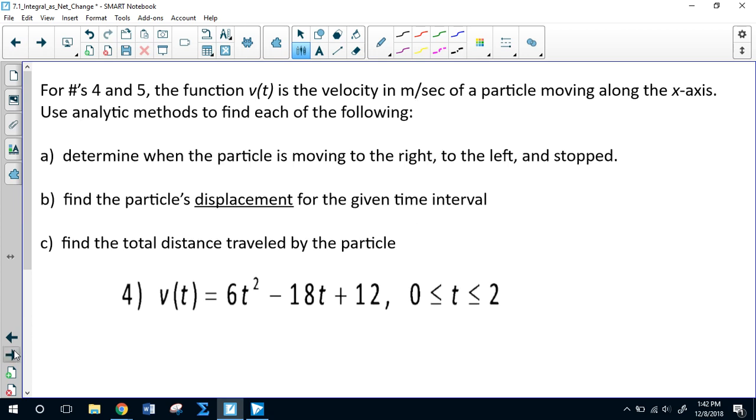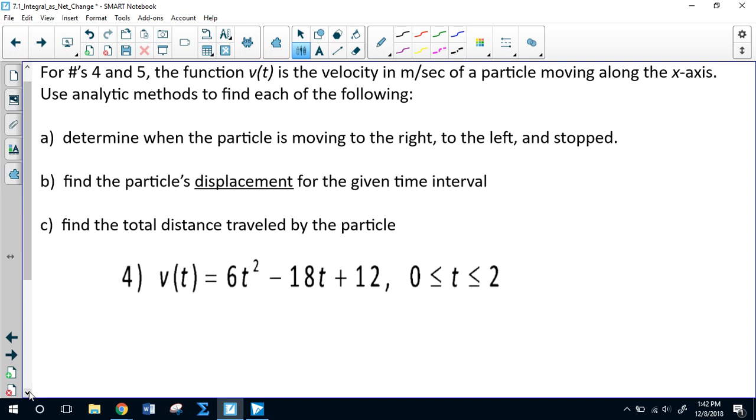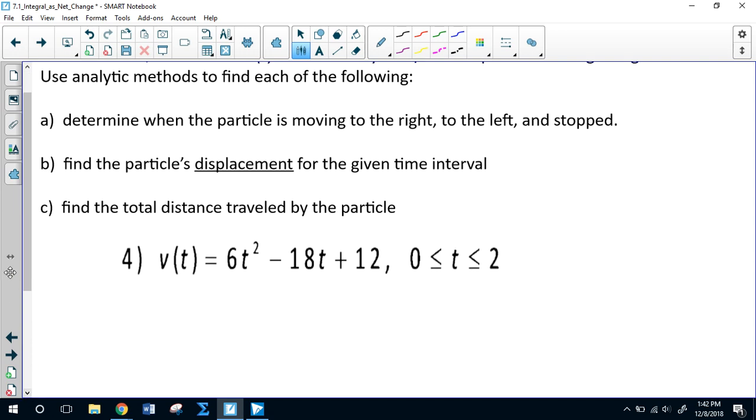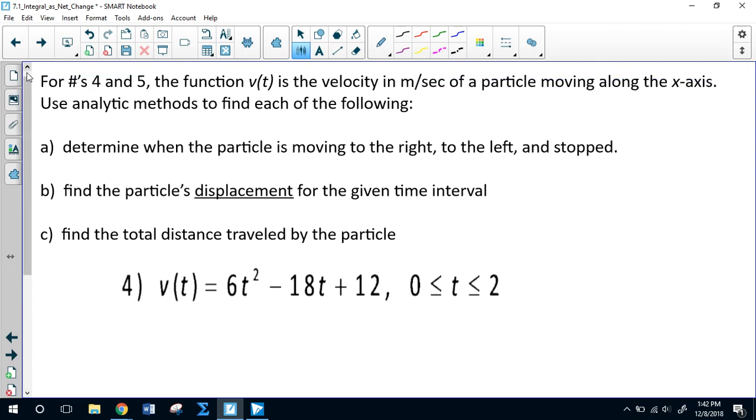Okay, next. Now we're going to do a word problem, kind of a word problem, a basic problem here, but it looks like a word problem. So it says for problems 4 and 5, let me go back so you can actually read what it says, sorry. For problem numbers 4 and 5, the function is a velocity in meters per second, moving along the x-axis, so same information. It says use analytic methods. That means we want you to do some algebra, calculus with algebra. We're going to figure out 3 things. When the particle is moving to the right, left, and stopped, find the displacement, and find the total distance traveled.